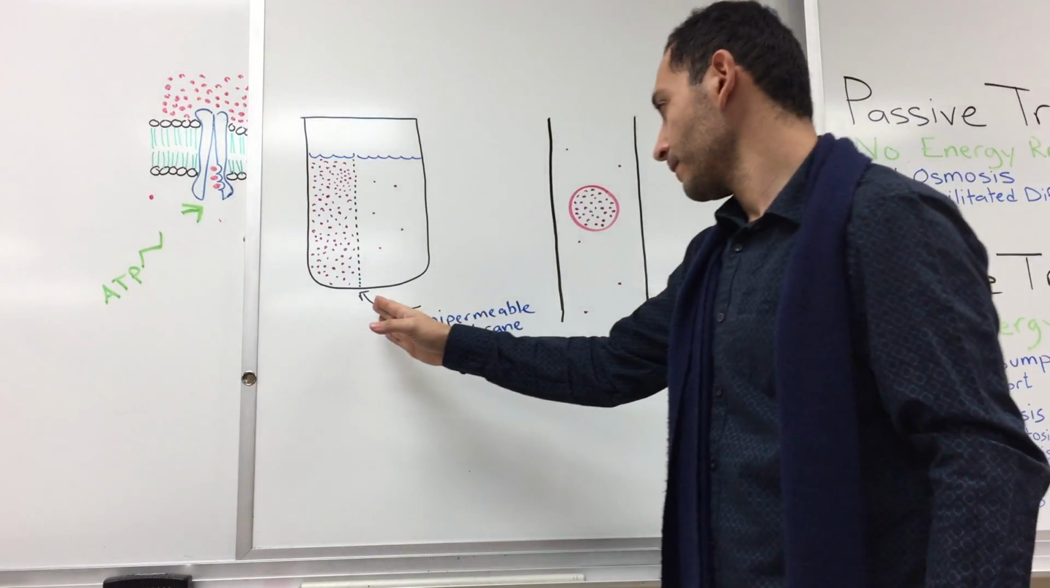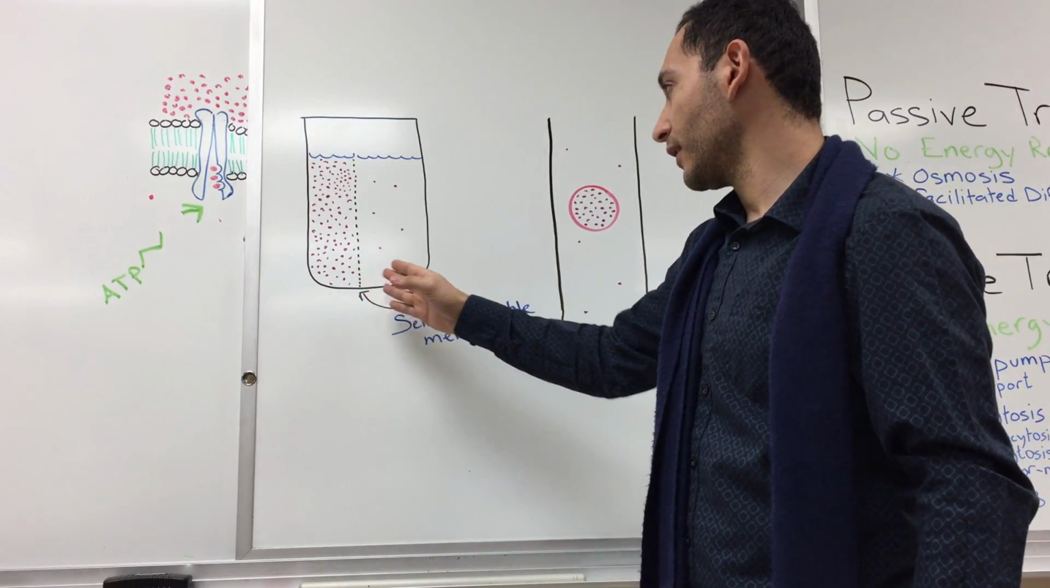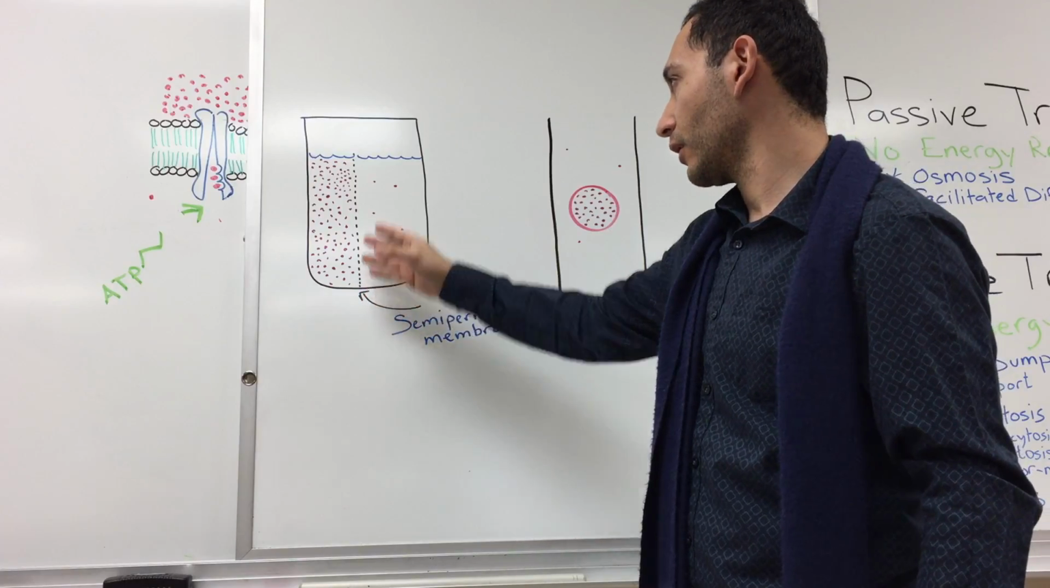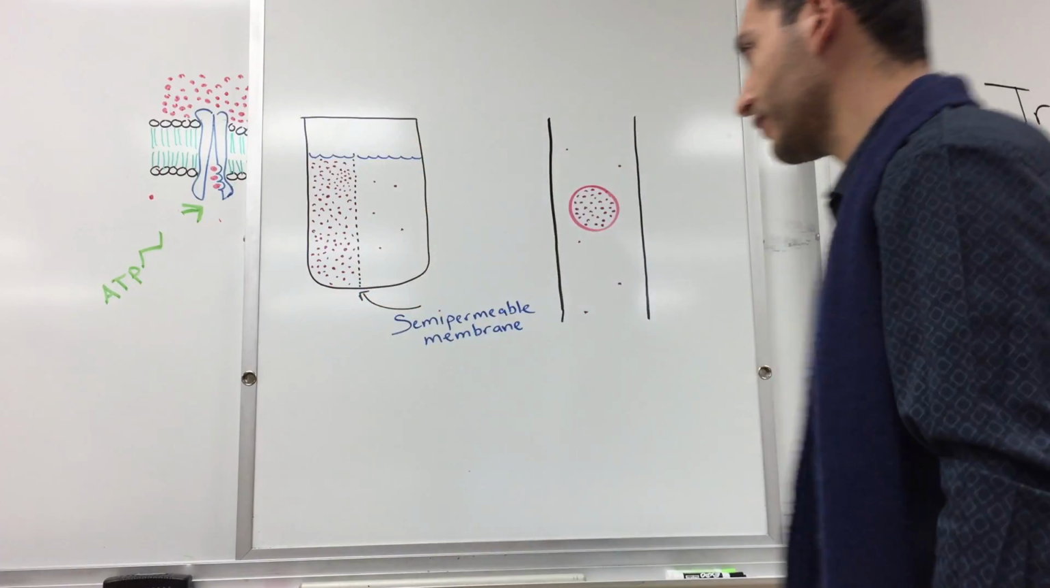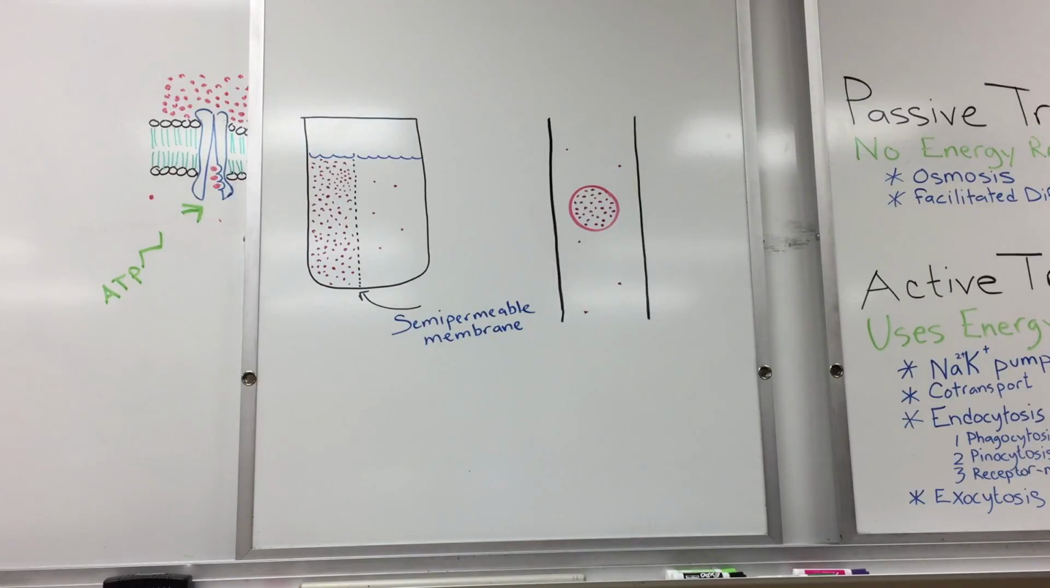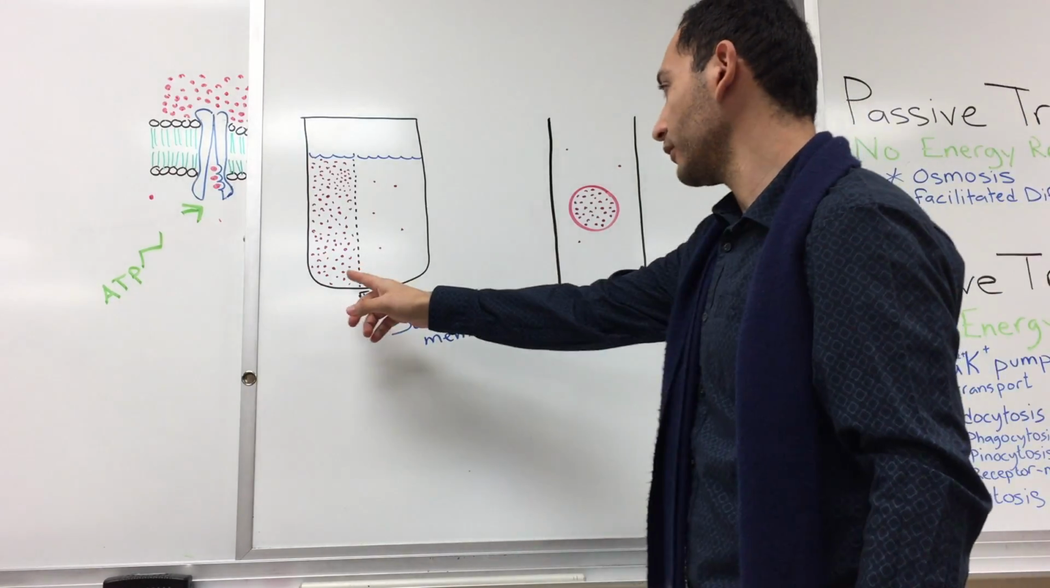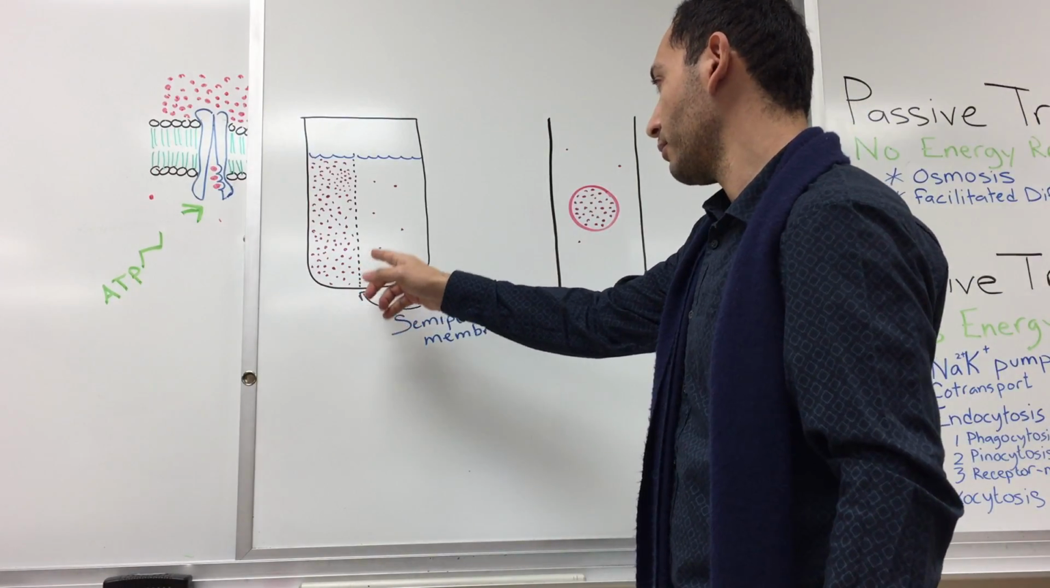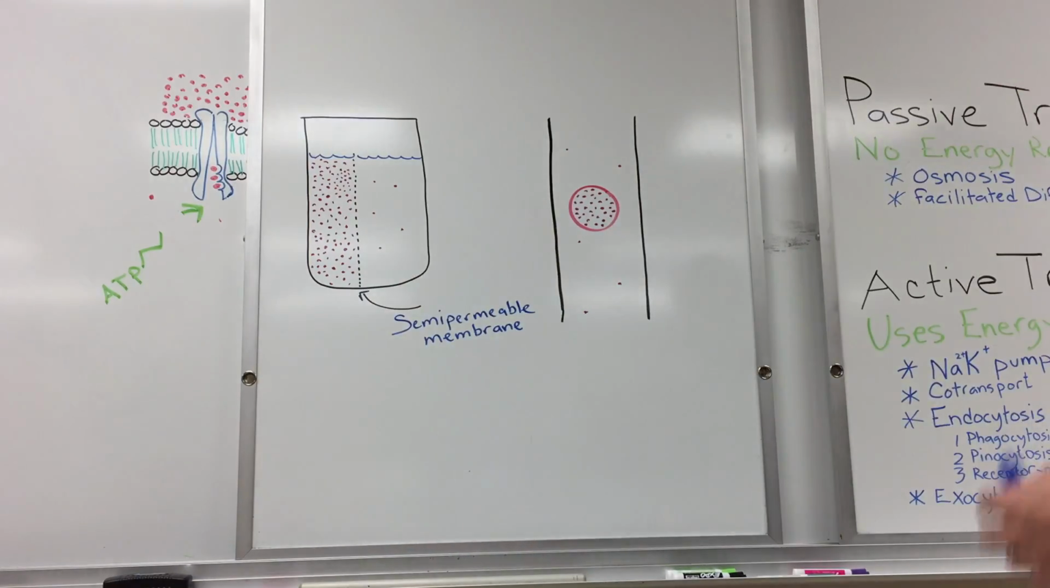In this case, let's say that water can get through, and if we drop salt in on the left-hand side of the semi-permeable membrane, the salt cannot get through, but water can. If water can get through, and we're talking about water, then this is the phenomenon of osmosis. Osmosis is only the diffusion of water across a membrane.